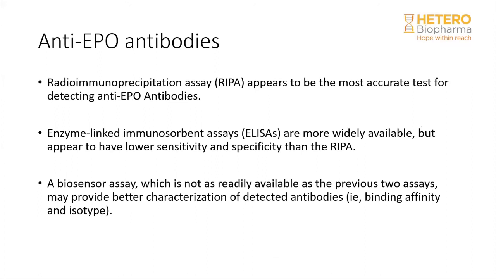Radioimmunoprecipitation assay appears to be the most accurate test for detecting anti-EPO antibodies. ELISA are more widely available, but appear to have a lower sensitivity and specificity than the radioimmunoprecipitation assay. A biosensor assay, which is not as readily available as the two previous, has better characterization to detect the antibodies, whether they are IgG, whether they are isotype binding. They can better characterize by a biosensor assay. So ELISA is more commonly available. Then is the radioimmunoprecipitation assay, and then is the biosensor assay.